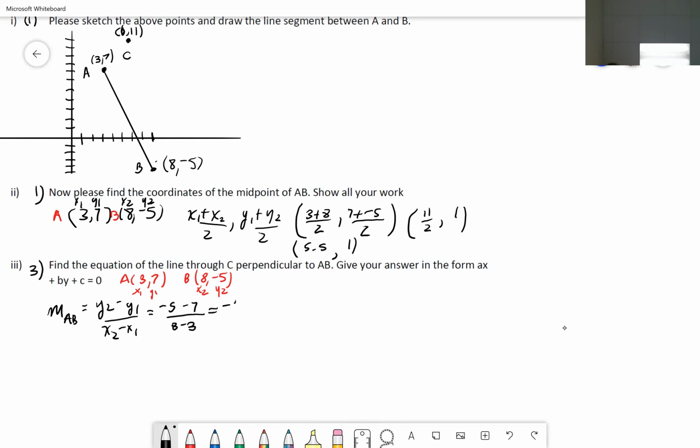So that comes out to -12 over 5. So that's the slope for AB. So any line that's going to be perpendicular to this would have slope perpendicular to AB equals 5 over 12. Agreed? And then the point we have is point C, which is 6, 11, correct? Okay.